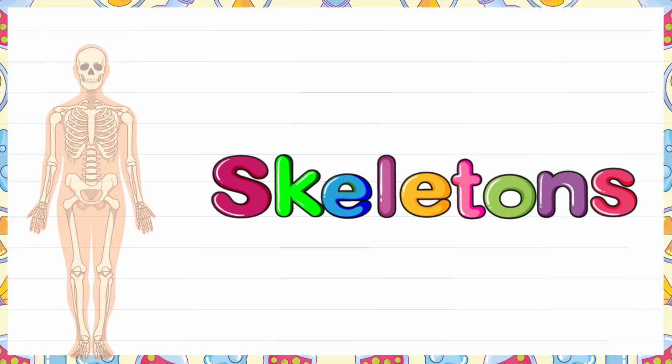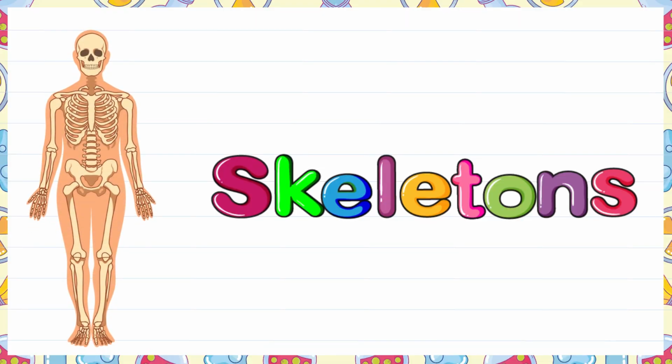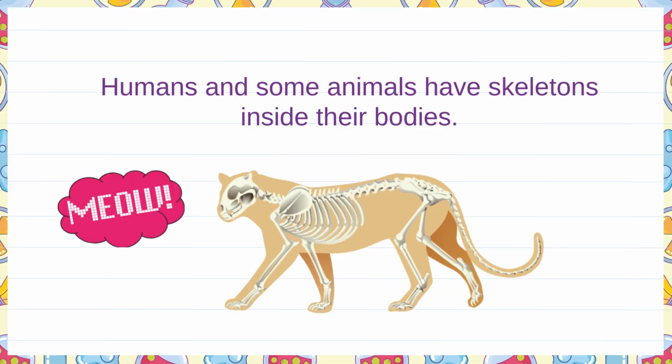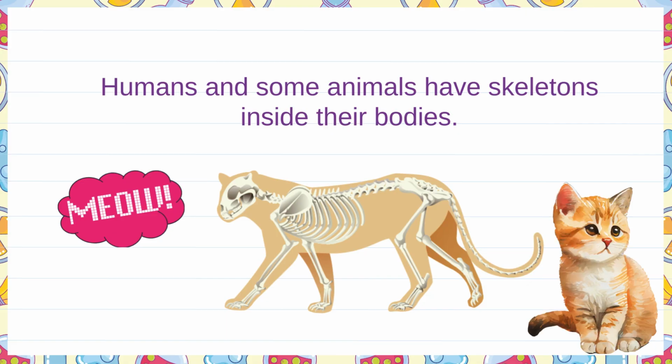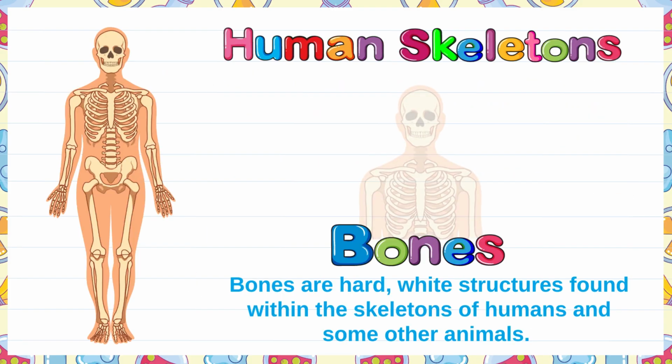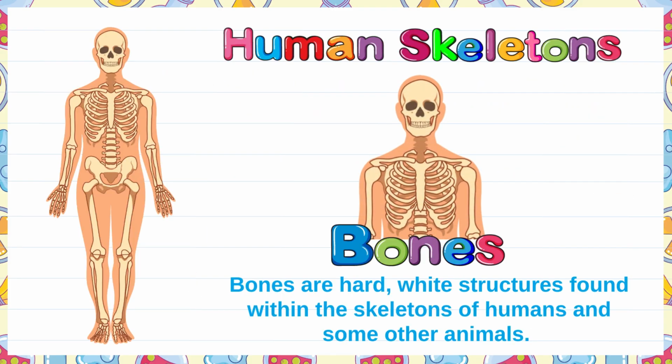Today's topic is the skeletal structure of bones in humans and other animals. Humans and some animals have skeletons inside their bodies. Can you guess what the animal below is? That is right. It is a cat. Our skeletons are made of bones. Bones are rigid, white structures found within the skeletons of humans and some other animals.